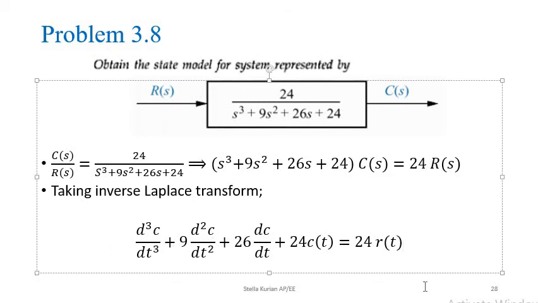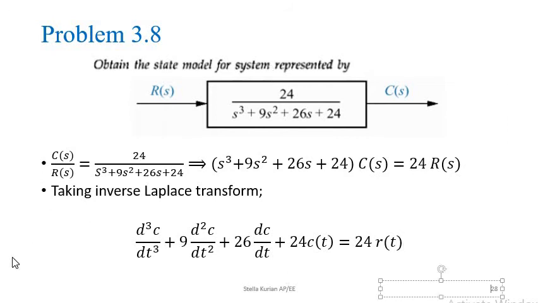Now you may assume the state variables. C of t will be the first state variable, dc by dt will be the second state variable, d square c by dt square will be the next state variable. Here 3 state variables need to be there since the order of the equation is 3. There is no need to substitute a state variable for the last term because the last term can be taken as the derivative of the second last term. So d square c by dt square will be taken as x3 and d cube c by dt cube can be taken as x3 dot.